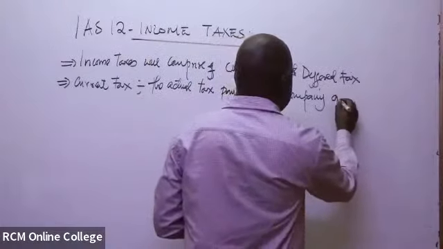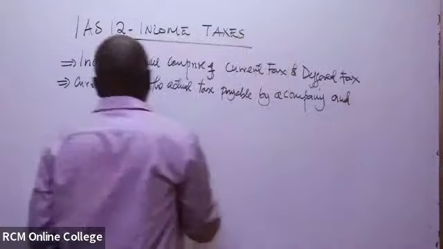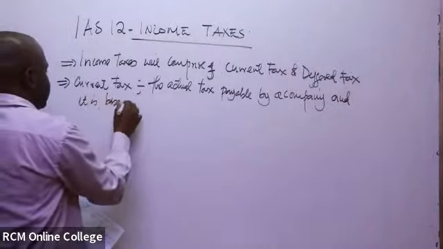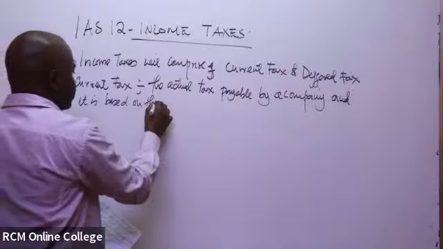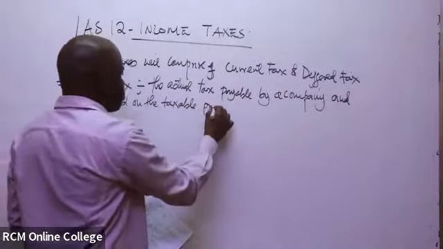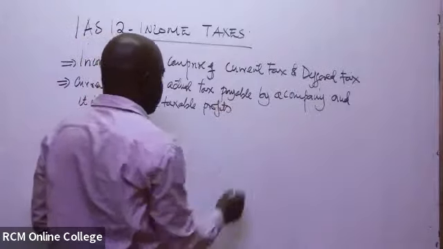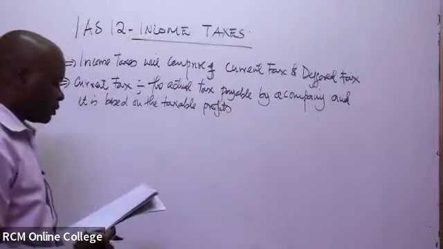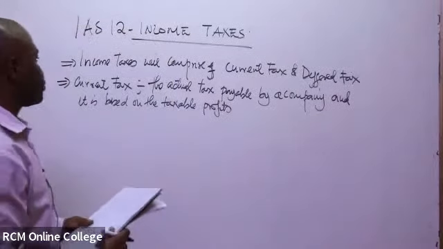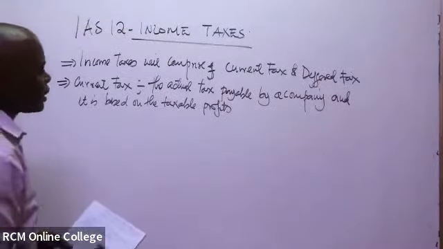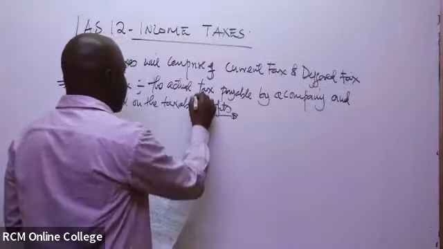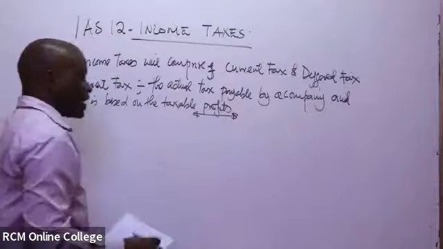And it is based on the taxable profits. It is actually based on the taxable profits. So when you talk about, in this case, the taxable profits, these are simply profits that you've been able to determine. They are the ones that you'll end up having to tax.